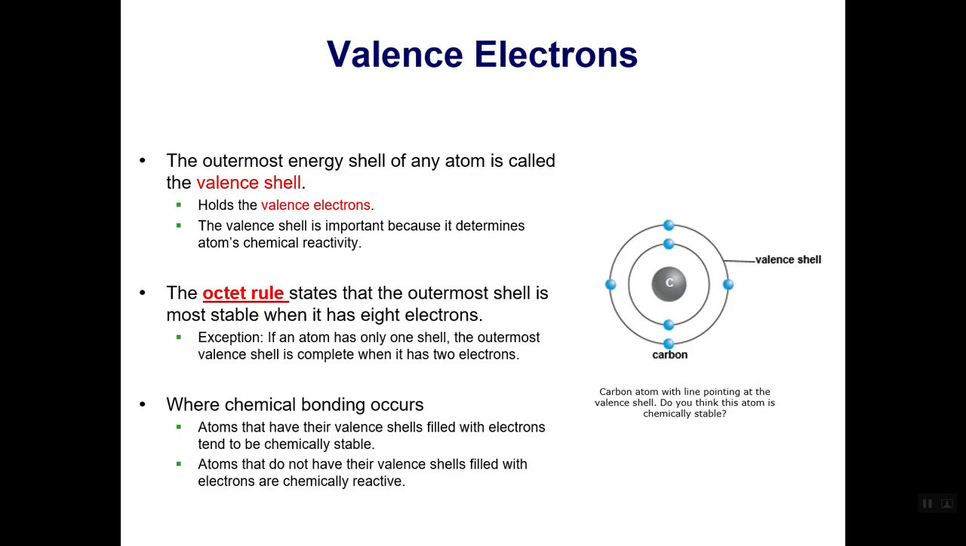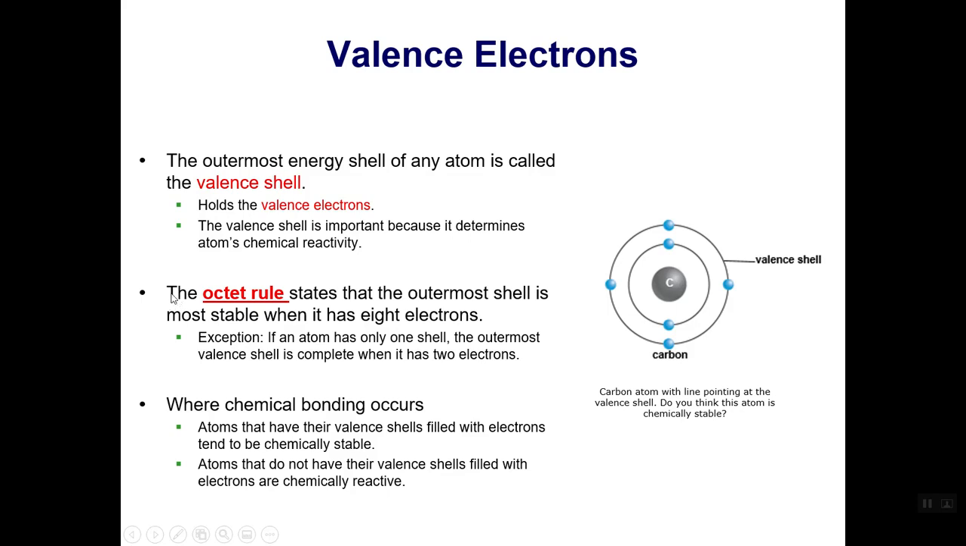Now, another thing you should know about are valence electrons. Valence electrons are just the electrons that are on the outermost shell. We call that the valence shell. So here you see our carbon atom. You'll notice it has 2 electrons in the innermost ring, and then it has 4 in the outermost ring. That's the valence shell. These are the valence electrons. And this valence shell is very important because the electrons in it are going to determine that atom's chemical reactivity. And you'll see why in just a few minutes.